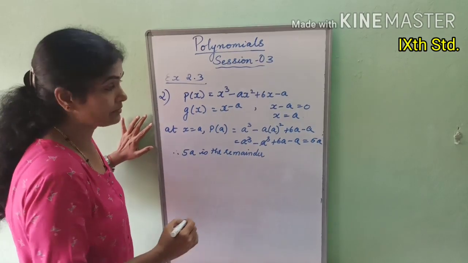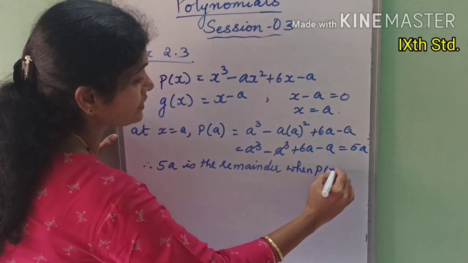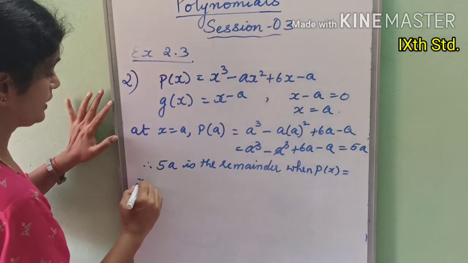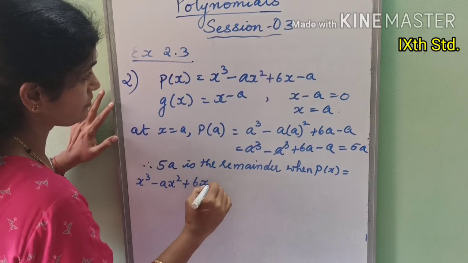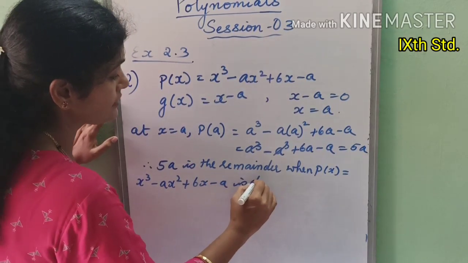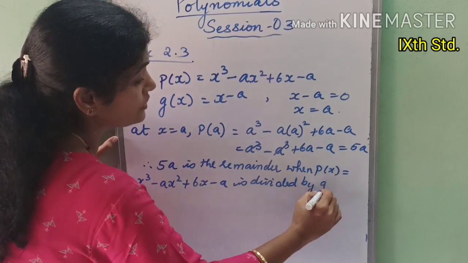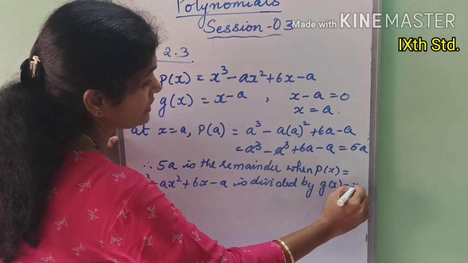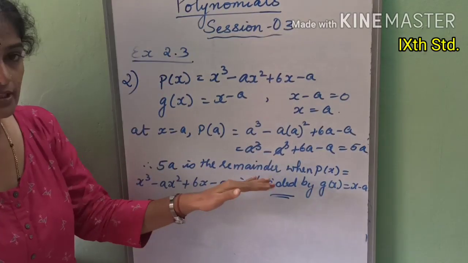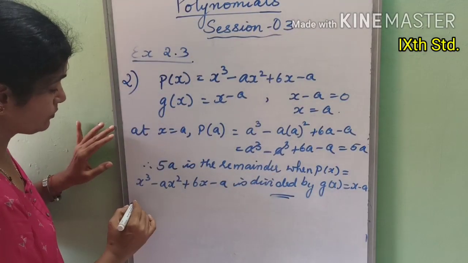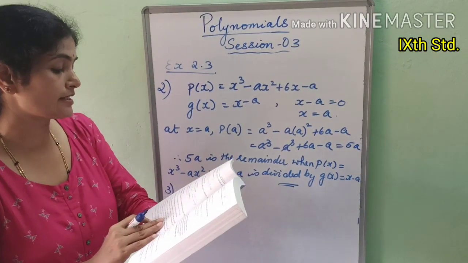5a is the remainder when p of x equal to this polynomial x cube minus ax square plus 6x minus a is divided by g of x equal to x minus a. Okay, this is the second question. Now we'll move on to the third one, which is the last question of this exercise.